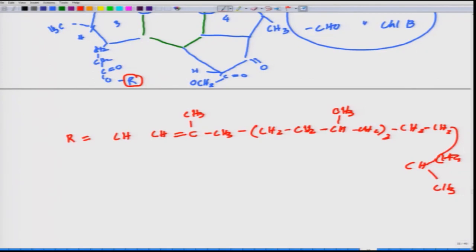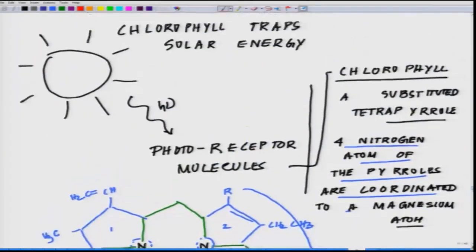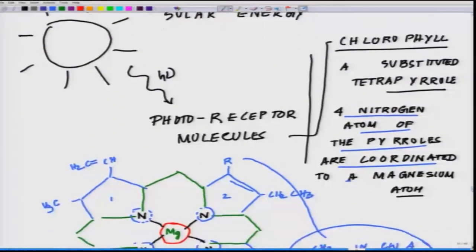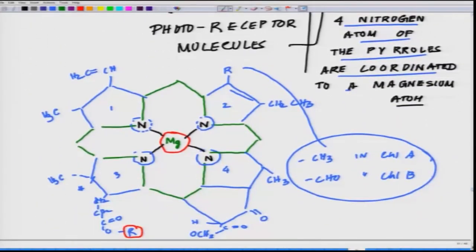Now, another distinctive feature of chlorophyll is the presence of a phytol, a highly hydrophobic 20-carbon alcohol esterified to an acid side chain. So, you see there is a phytol group present, and chlorophyll B differs from chlorophyll A in having a formyl group in place of a methyl group on one of the pyrroles. So, this is what I wanted to highlight about chlorophyll A and chlorophyll B.